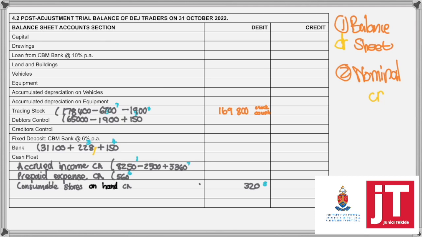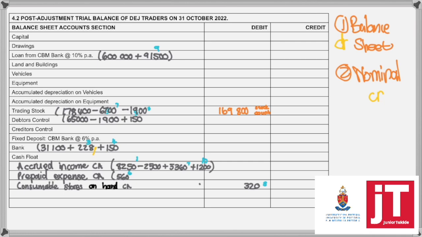Then adjustment number 9 is interest that is capitalized on the loan. So our loan amount is 600,000 Rand plus the 91,500 Rand that we enter here, credit and debit on the nominal account section on interest on overdraft. Adjustment number 10 is interest on fixed deposit that is still due to us. So it has to go to accrued income, 1,200 Rand here in our balance sheet section, and interest on fixed deposit must increase in the nominal section.